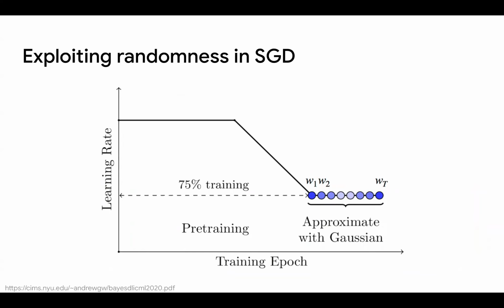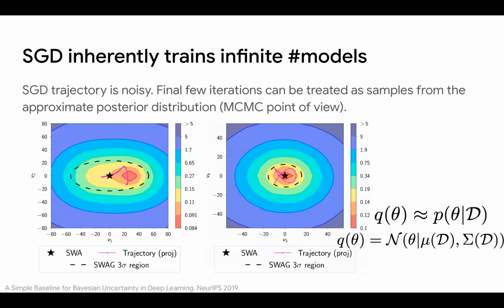Now we can also look for other cheap sources of Bayesian machine learning. So if you look at how SGD is really trained, as the training epochs go, eventually you're going to reduce the learning rate, and your solutions are not moving too much around a certain point in space. And we can treat the set of points towards the end of your training as samples from some Gaussian. That's the idea behind SWAG, stochastic weight averaging.